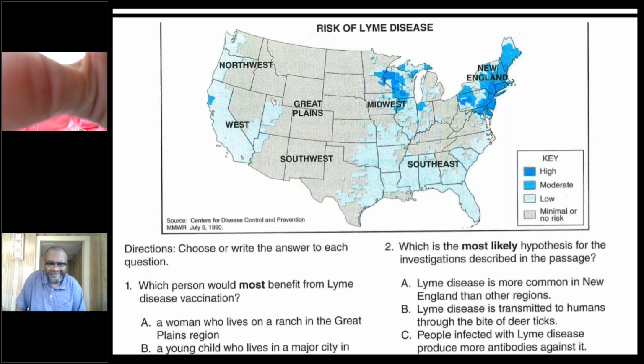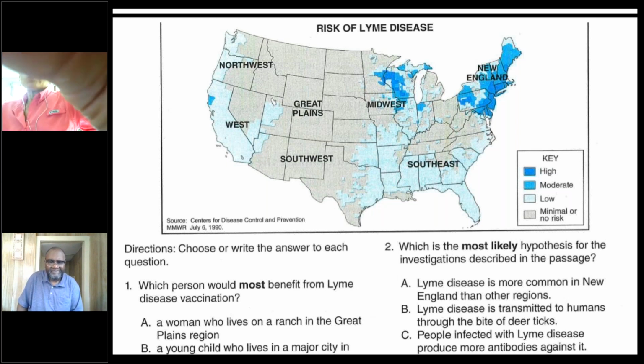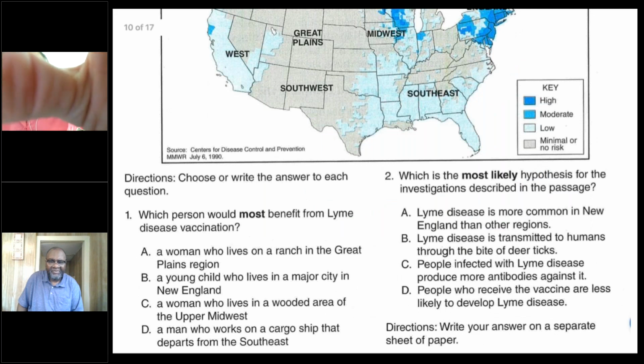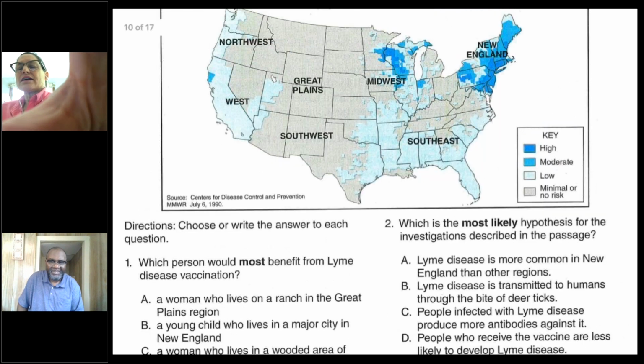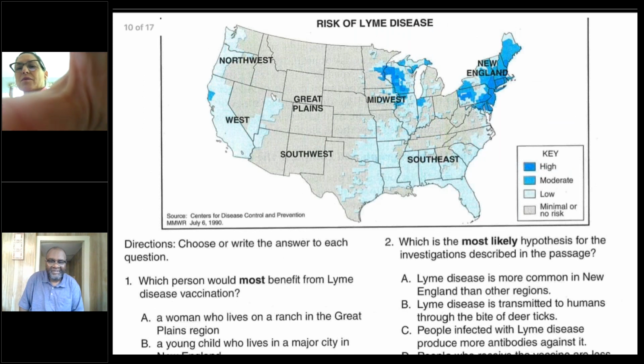Okay, so the one at most risk who could most benefit from a Lyme disease vaccine was the woman who lives in a wooded area. Yes, very good, excellent. I like how you interpreted the diagram, the map, and you came up with that. Now, which is the most likely hypothesis for the investigations described in the passage?